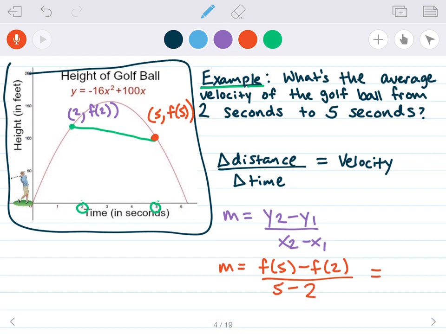Well, we need to actually use our function rule to get those values. So the first one, f of 5, if I plug in 5 for x into my function, let's see what I get. Okay, let's just get the calculator out.